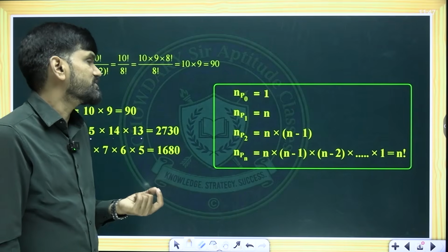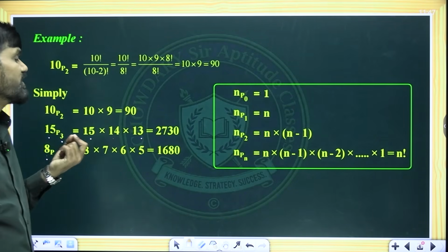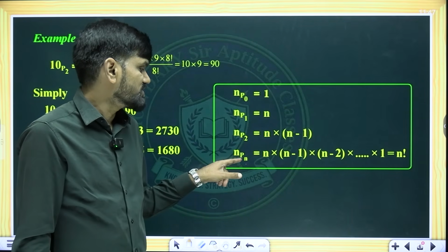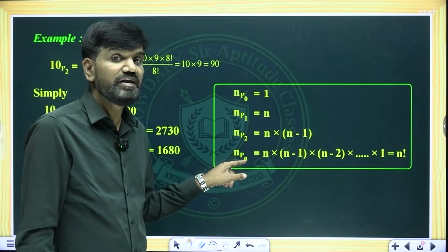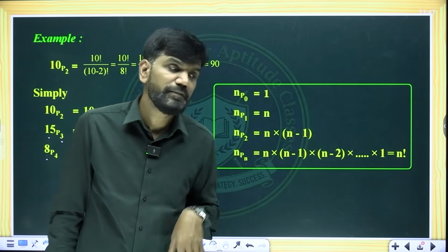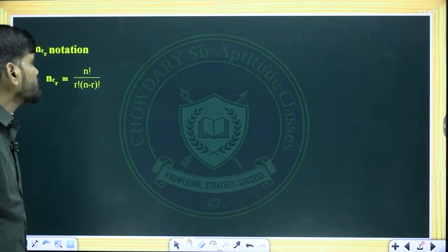And please remember, whenever you are defining NPR, r should always be less than or equal to n. The r value can never exceed n. The r value can never cross n. Keep this in mind.